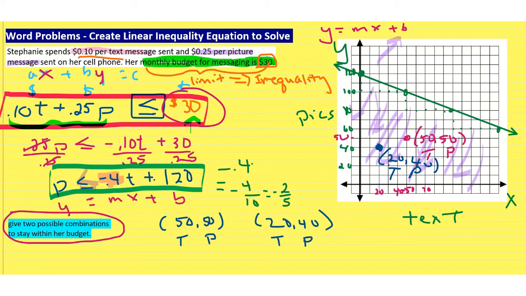So I hope that helps you understand how to think about this problem, how to create your linear inequality in order to solve it, and then to visually see it on the graph and see where any possible solutions would live. They would live underneath this graph in the shaded area.